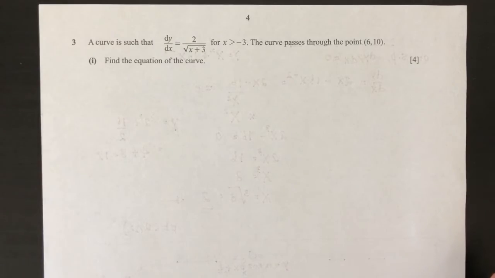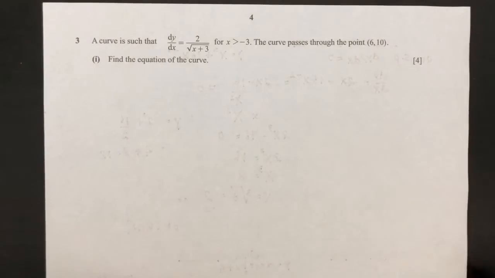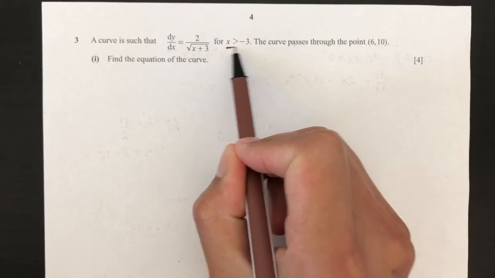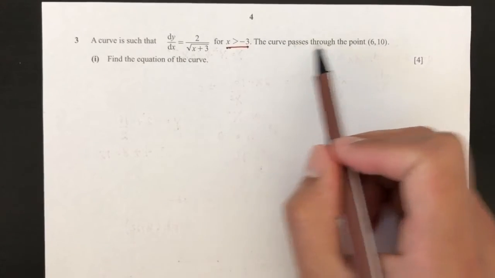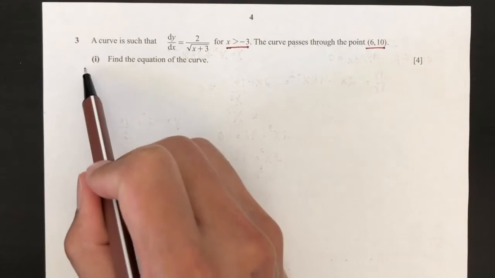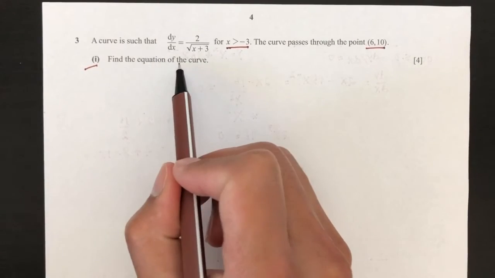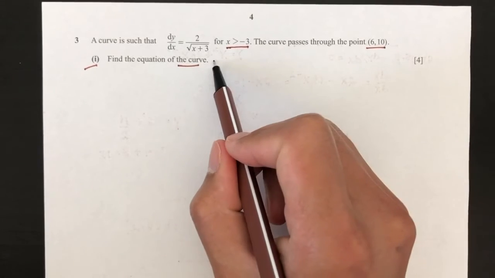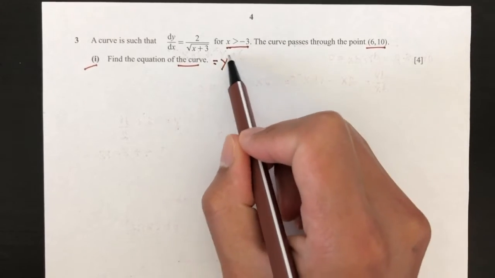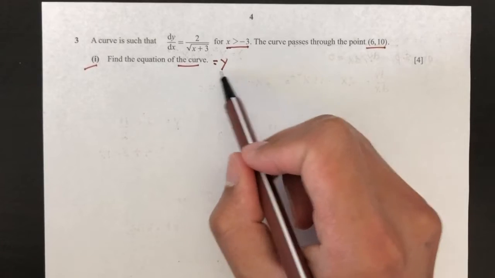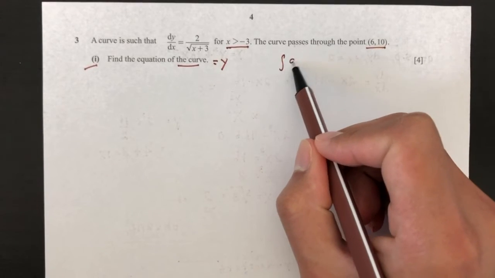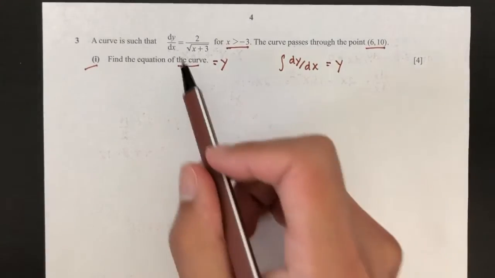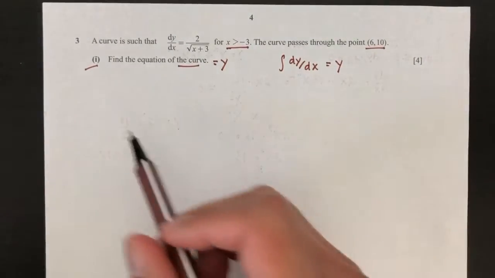So a curve is such that dy by dx is equal to this, for x more than minus 3. The curve passes through this point, and part 1, find the equation of the curve. So as you know, the equation of the curve is y. So we have to find the value of y. So how do you find the value of y? When you integrate dy by dx, it gives you y. So we have to do that for this dy by dx.